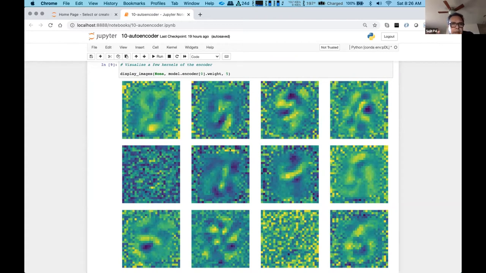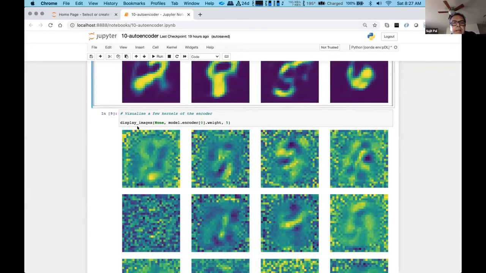So you can think of these weights as being multiplied with your input and kind of showing these guys up, right? So, enhancing these images. And again, these are weights at each stage, I think. No, sorry. So these are weights at encoder zero, weight five.